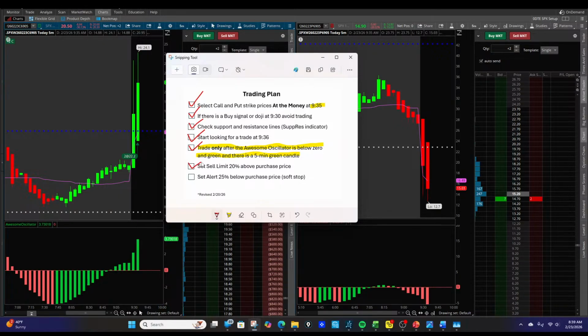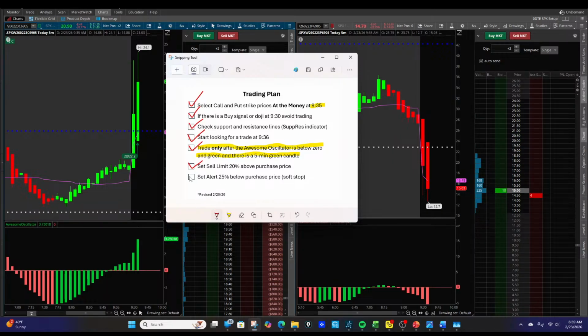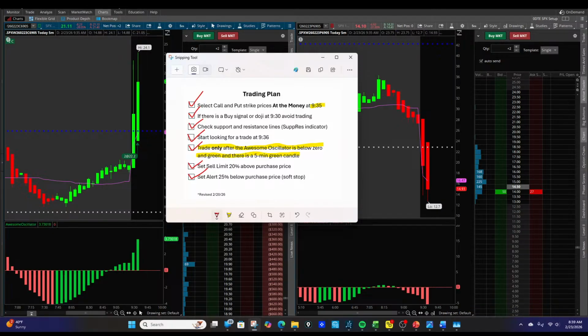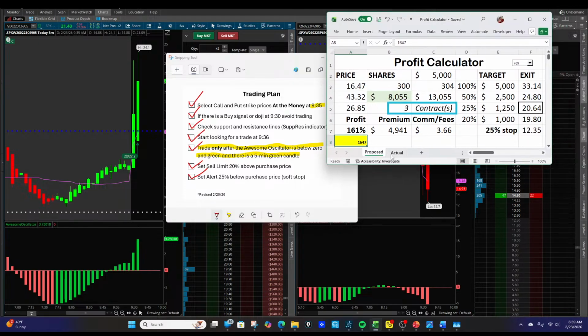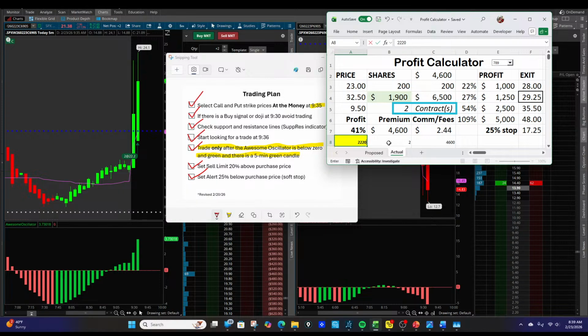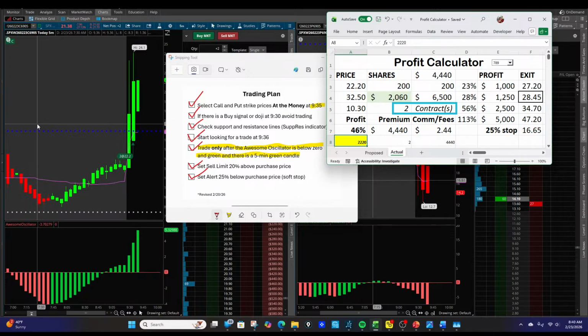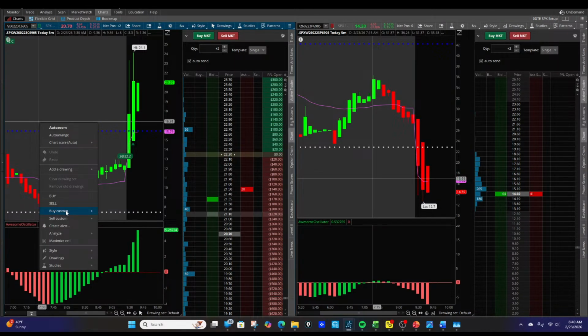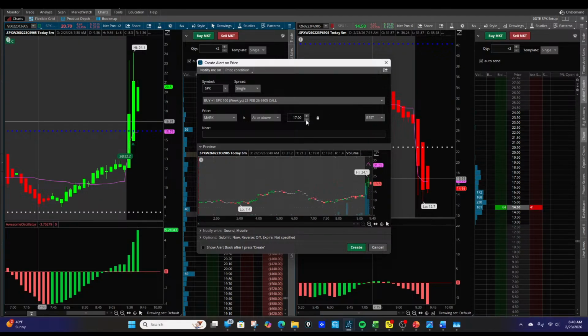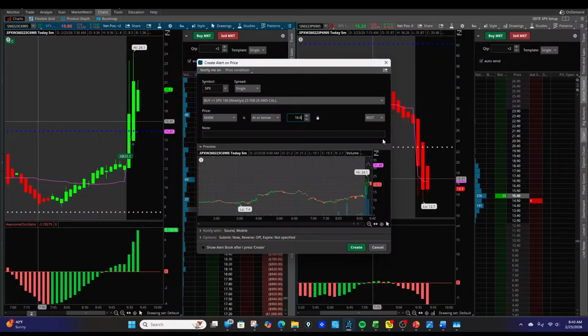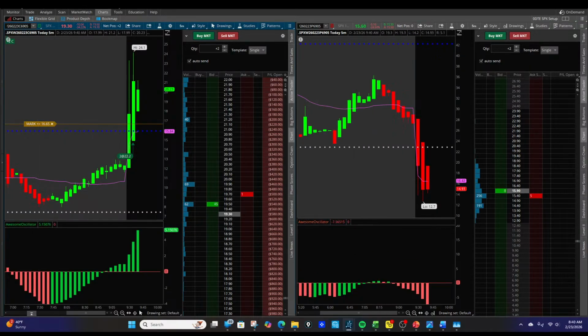And I'm going to set the sell limit 25% above the purchase price, and I'm going to set an alert 25% below. So our price was $22.20. I'm going to go into the profit calculator and type $22.20 and 2 contracts. The stop is $16.65, so let's go and set that. So I call that like a soft stop.